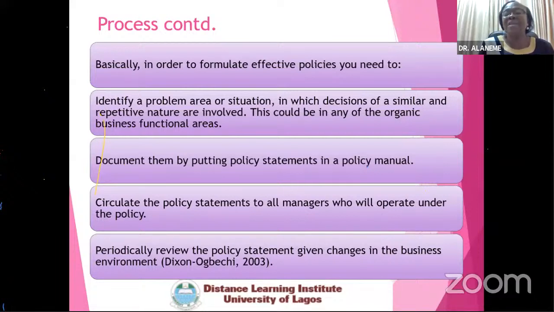Maybe look at decisions that have been taken in similar cases and see if there's a repetition anywhere in any of the organic business functional areas.